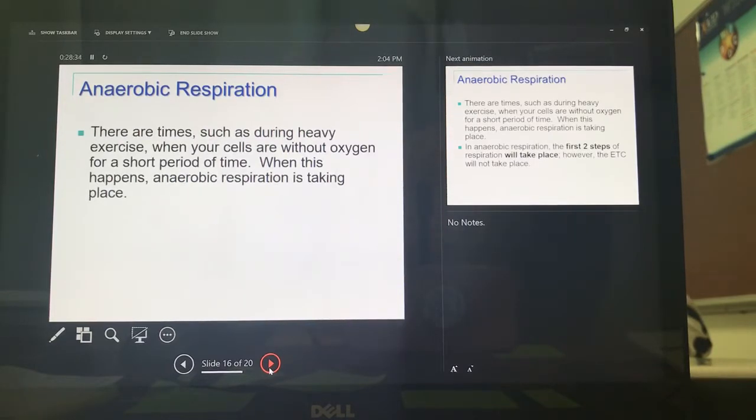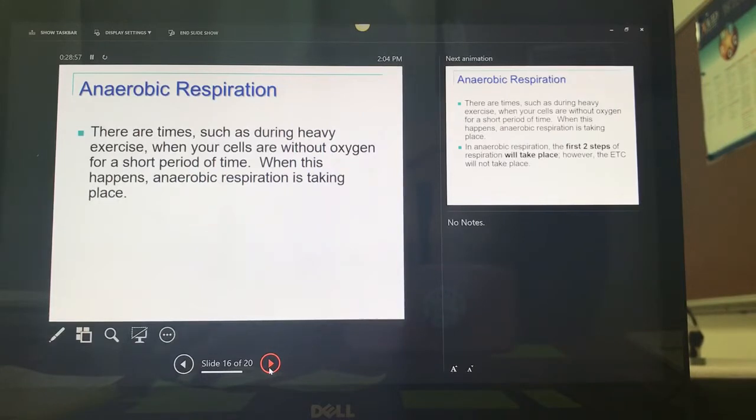But when you are exercising heavily, when you're running, lifting weights, playing a game for an extended period of time, at some point, your muscle cells lose the oxygen that they have available, okay? Now, obviously, you're not passed out on the floor, so your body still has oxygen that it needs, but there's no extra left to send to your muscle cells. So you go into what's called anaerobic respiration, okay?